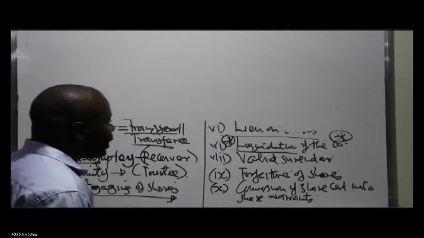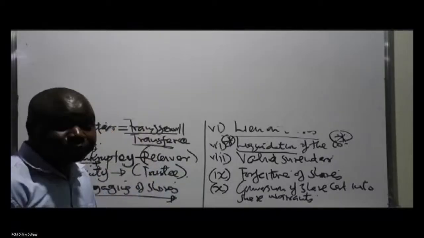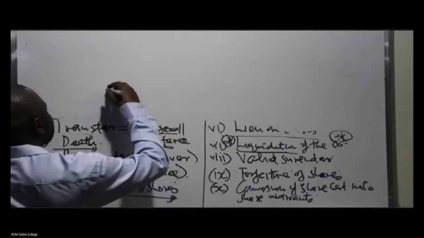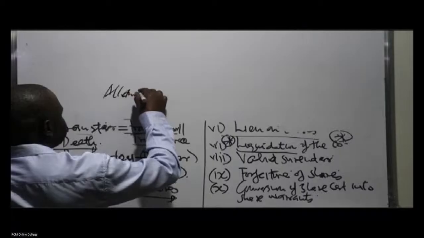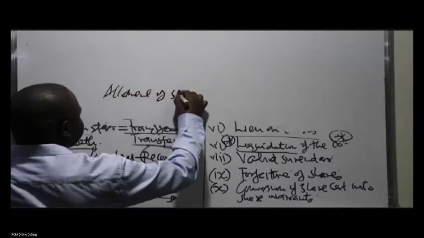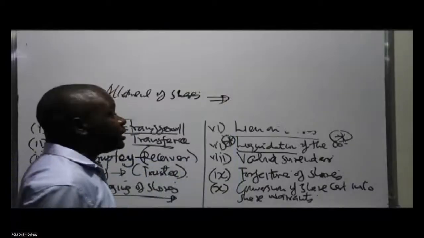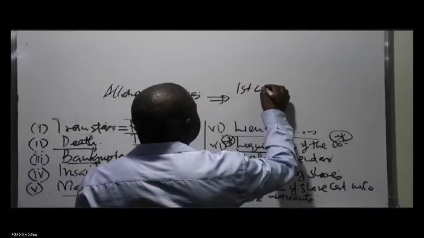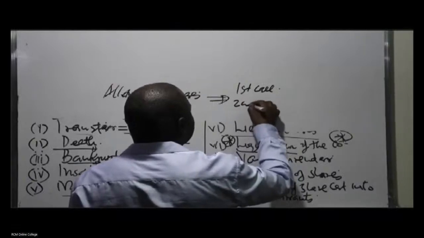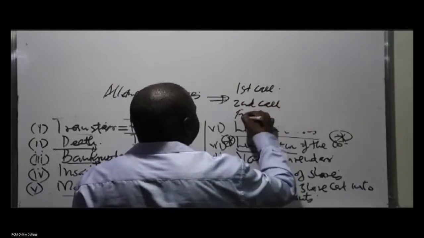You are confusing us. But now, if you've done financial accounting, you must have done allotment of shares. And with allotment of shares, you are told something like the first call, second call, then maybe the final call.